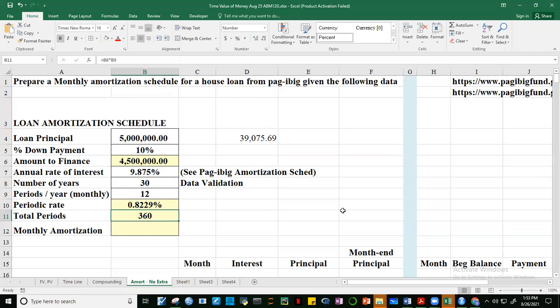Okay, now I'm going to give you 1 minute, guys. 1 minute time to exercise. Magkano yung monthly amortization natin? So kindly write the formula and the amount.